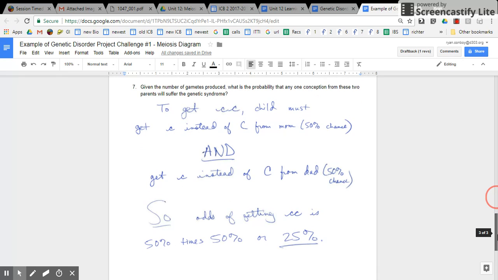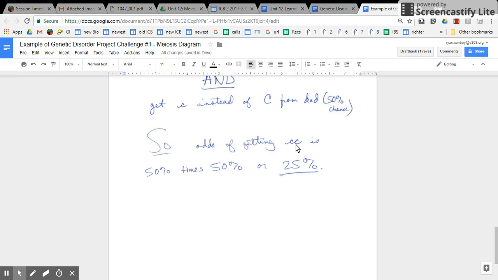So moving on to number 7, trying to make sense of all that. And to summarize, to get 2 little c's, the child has to get a little c instead of a big C from mom, and that's a 50% chance, since 2 out of 4 gametes have little c. And from the other parent, the child would have to get a little c instead of a big C. That's a 50% chance. So the odds of getting 2 little c's is 50% times 50%, or 25%.